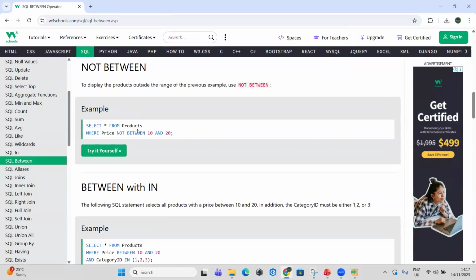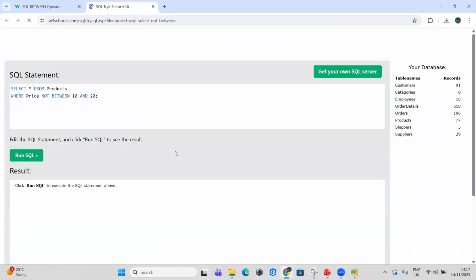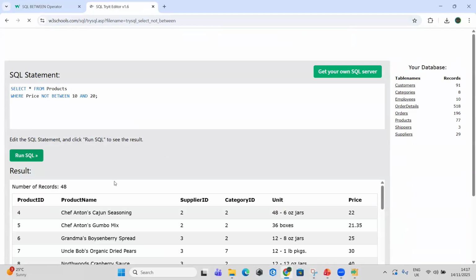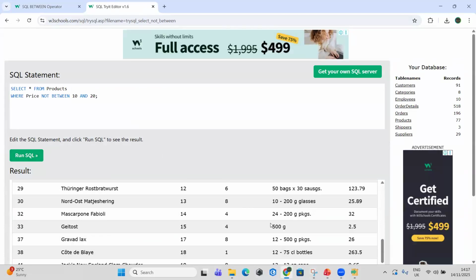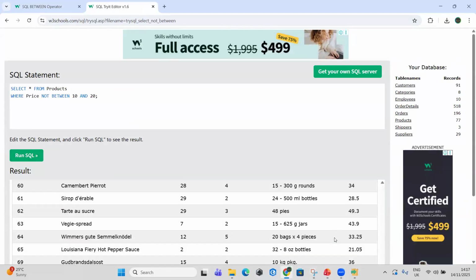So there is BETWEEN, and NOT BETWEEN also. No, it will not include. So in this case, 10 and 20 are not included.